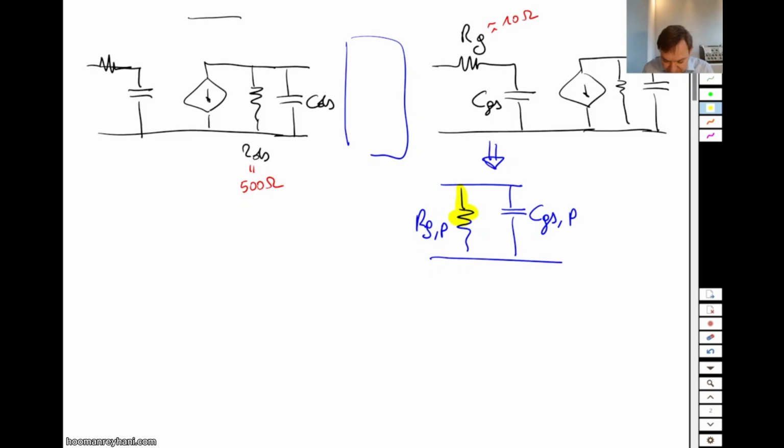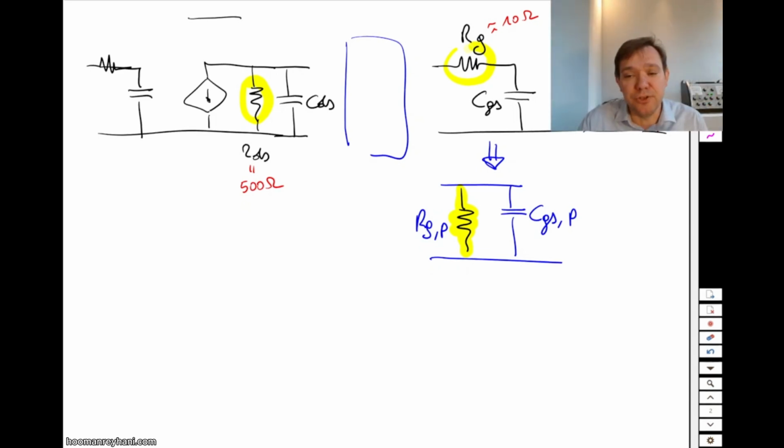Now, if you do that, this resistor here becomes heavily frequency dependent. Now, I should mention that this resistor and that resistor, they are also slightly frequency dependent, but not that much. But if you go from a series RC into a parallel RC network, then you have a huge dependency, a huge frequency dependent resistor.